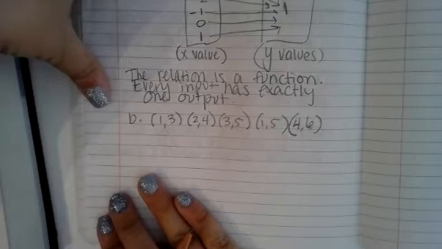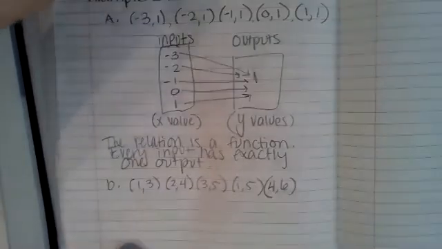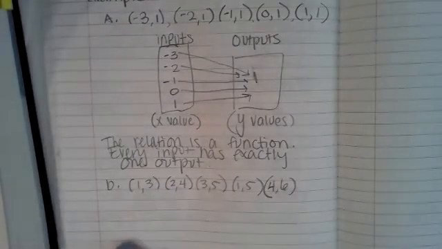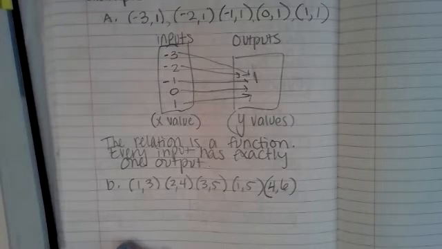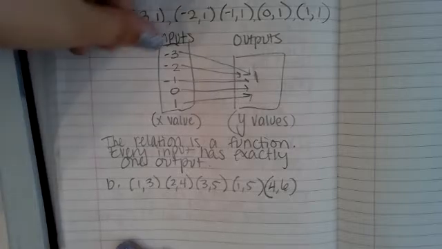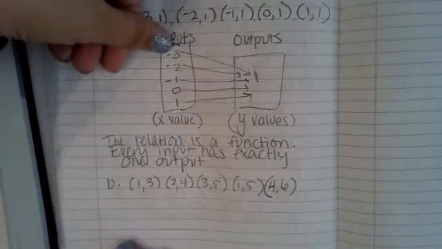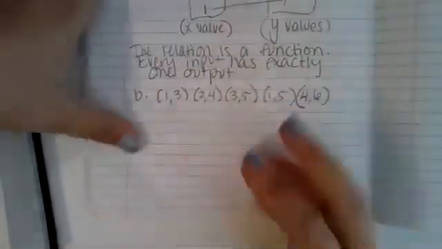So the output can be the same. It's just as long as the input has exactly one output. Right. So it doesn't matter what the output is. What matters is that there's only one output for each input. Okay.